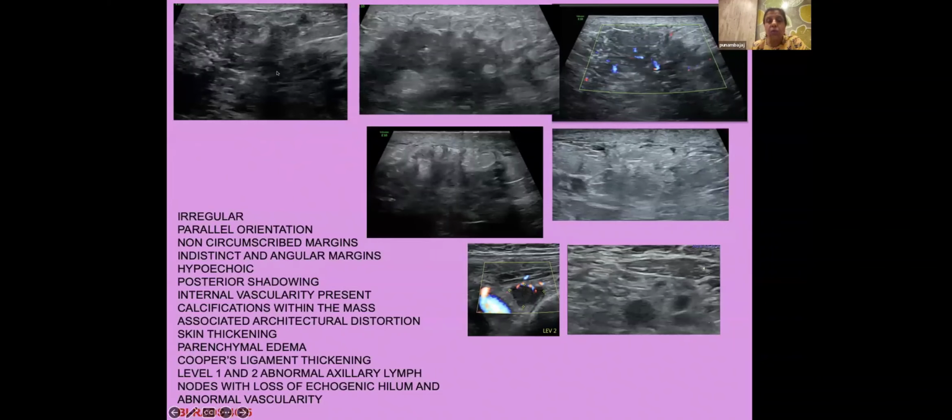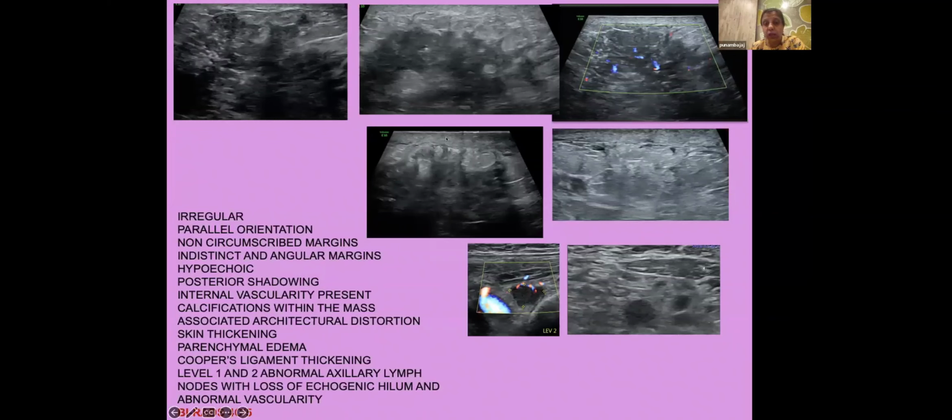Echogenicity, hypoechoic. There is posterior shadowing, like you see here. There is internal vascularity present in a haphazard pattern. So you'll say yes, there's internal vascularity. Calcifications are seen within the mass, like you see here. There's associated architectural distortion. You see the caving in of the surrounding parenchyma, and there's blurring of the surrounding parenchyma, the boundary.